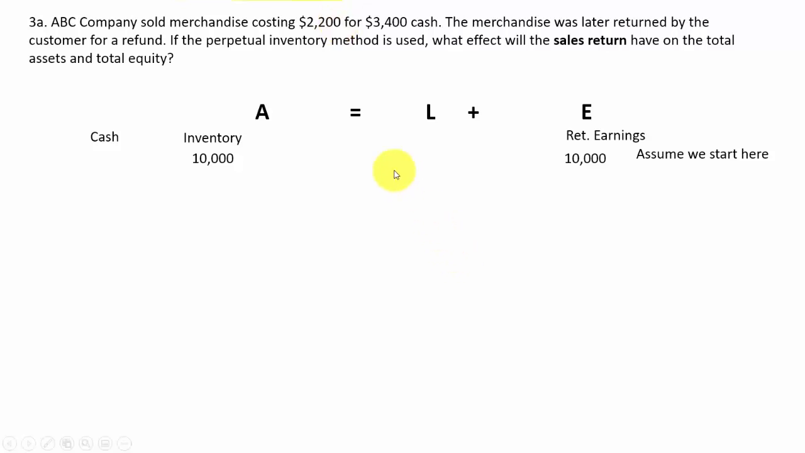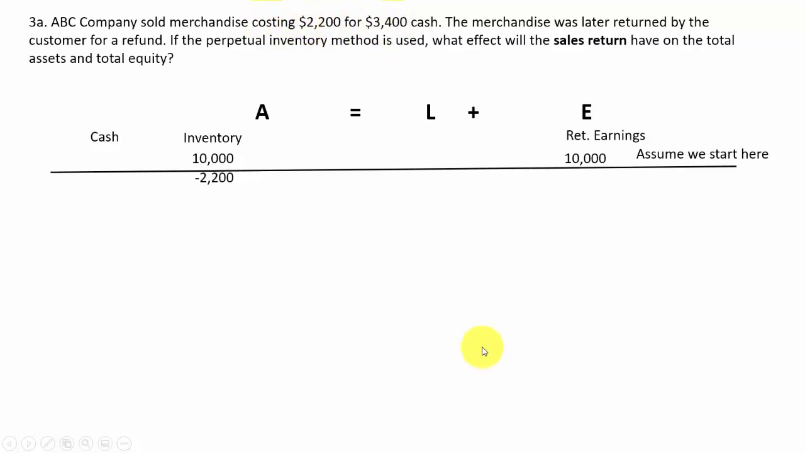So we had a merchandise sale that cost us $2,200, and we sold it for $3,400. So what we'll do is subtract $2,200 out of the inventory, and we'll also take it out of the retained earnings side as cost of goods sold. Remember, that's the cost side of the transaction because we're operating under a perpetual inventory system. And then we'll also record the retail side of the transaction, which would be an increase to cash for $3,400 and an increase to sales for $3,400.